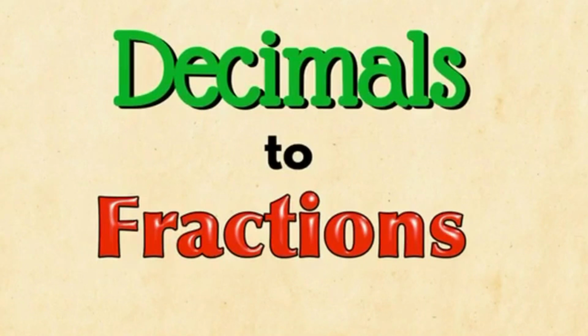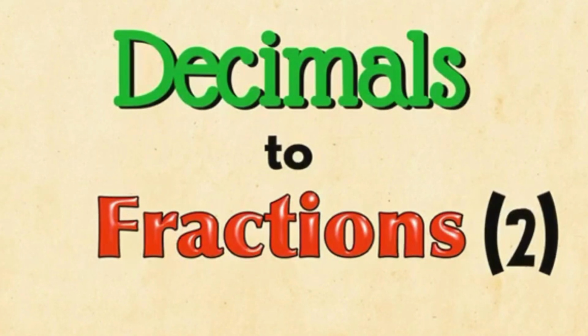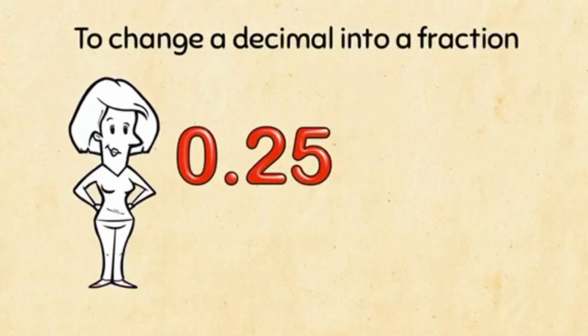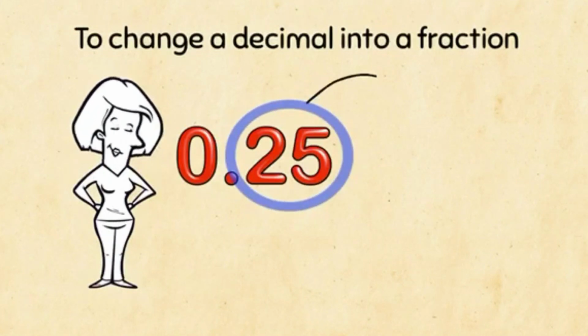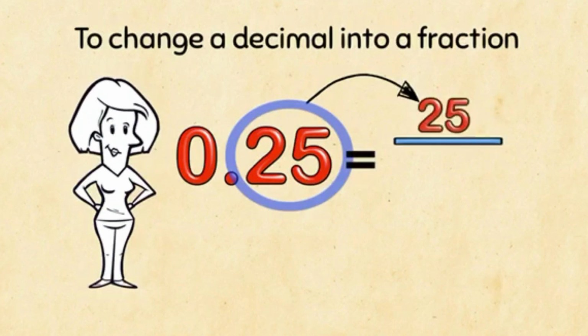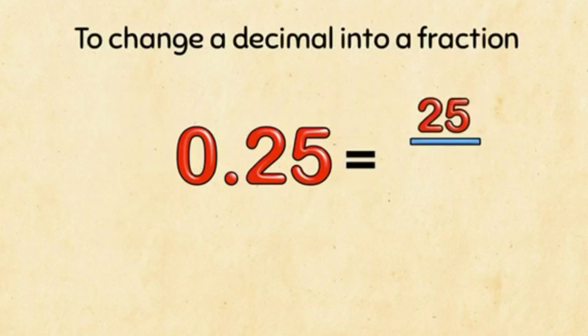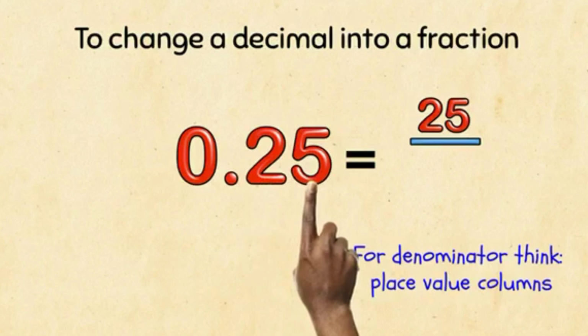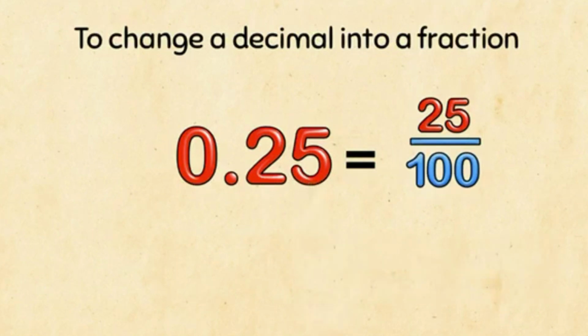Decimals to fractions, Part 2. We know that to change a decimal number into a fraction, the decimal part becomes our numerator. Our numerator is going to be 25. For the denominator, we think through our decimal place value columns. Tenths, hundredths. We have 25 hundredths.